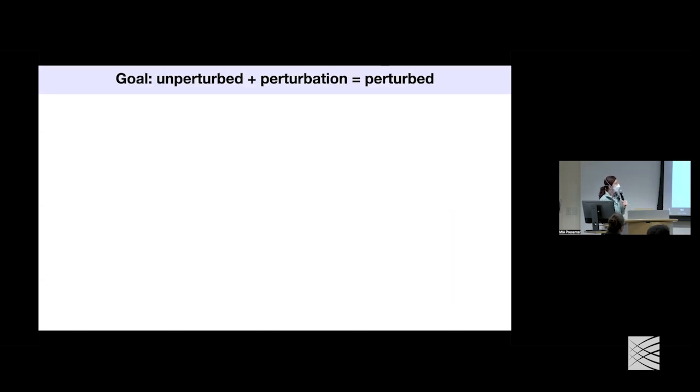Okay, so this is going to be a slide that we will build up with all the different models we'll talk about. Really our goal today is to learn a mathematical way of taking an unperturbed cell, adding a perturbation to it, and getting the perturbed cell state. So what I've told you so far.